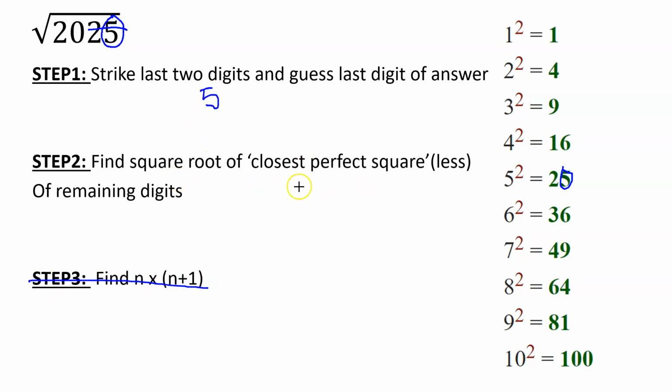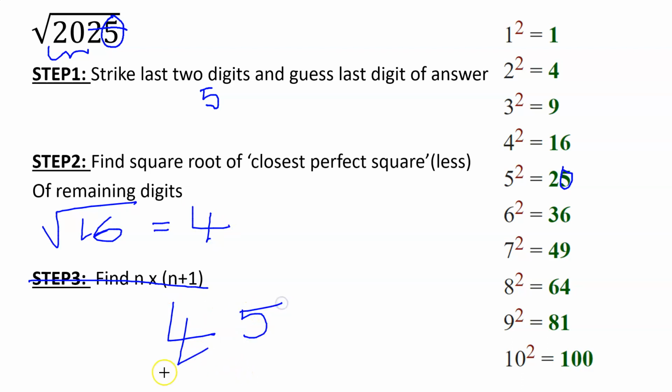Find the square root of the closest perfect square of remaining digits. Remaining digits are 20. A perfect square nearer to this 20 is either 16 or 25, but we have to take always the lesser one. So take 16. Square root of 16 is 4. So the answer is 45. Square root of 2025 is 45.